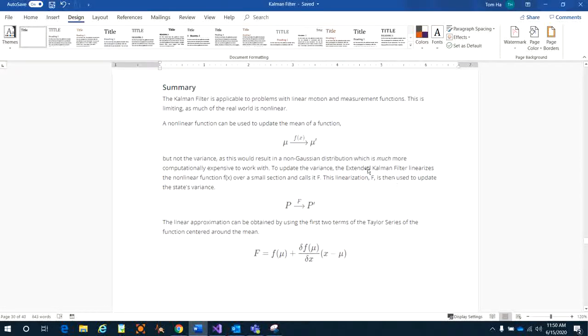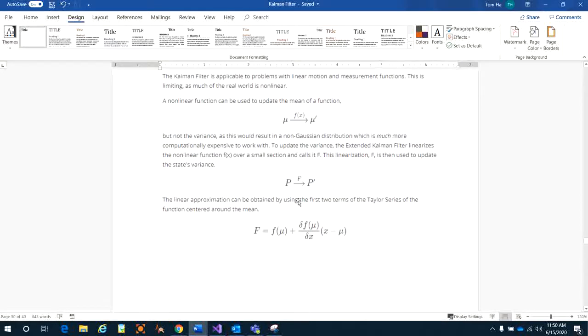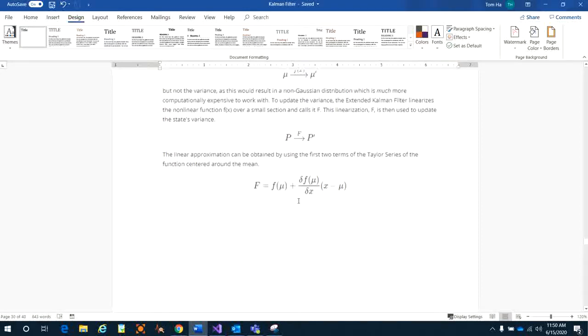So a nonlinear function can be used to update the mean function, right? Mu, using the f of s, we can update mu, but for the covariant we cannot use the function f of s to update the covariant. We have to use a linear approximation of the function f to update the covariant, right? Here's the function f, right?